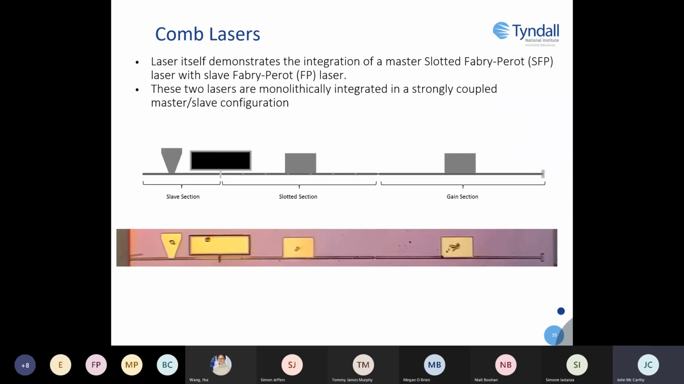So here is the example I described earlier. It's a master-slave device. The master is made up of a gain section and slot section, which produces a single mode. This is injection locked with the slave section. The slave section is then gain switched and a comb is produced.